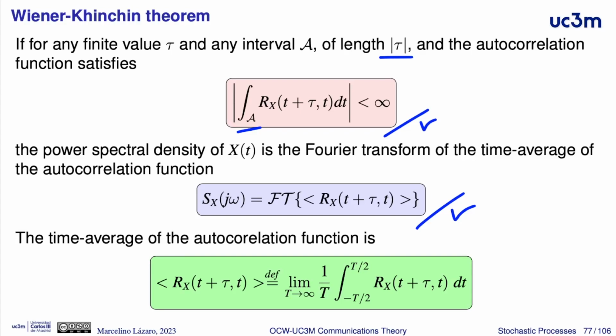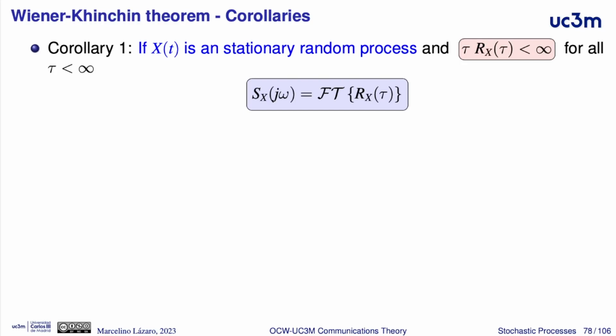The Wiener-Khinchin theorem has a couple of corollaries for stationary and for cyclostationary random processes. For stationary random processes, if the autocorrelation function is well defined, we don't have infinite values, the power spectral density is just equal to the Fourier transform of the autocorrelation function. This is straightforward because the time average of the autocorrelation function is itself, because the autocorrelation function doesn't depend on the time for a stationary random process.